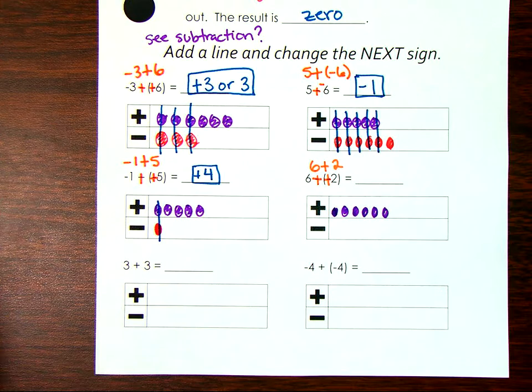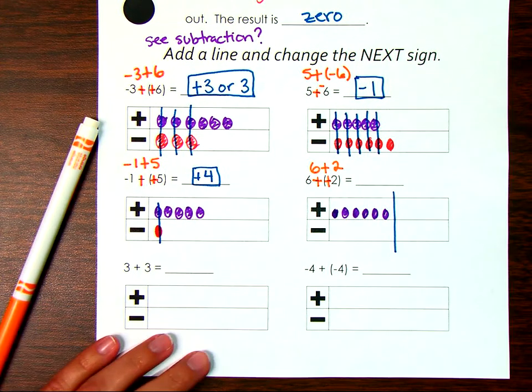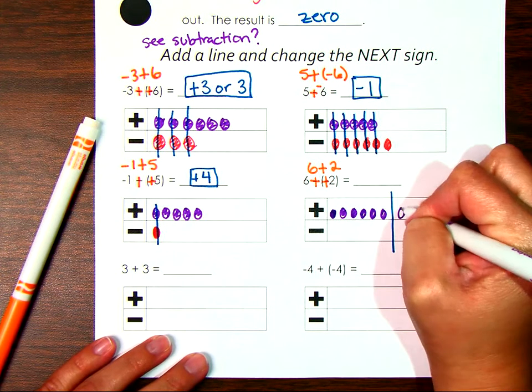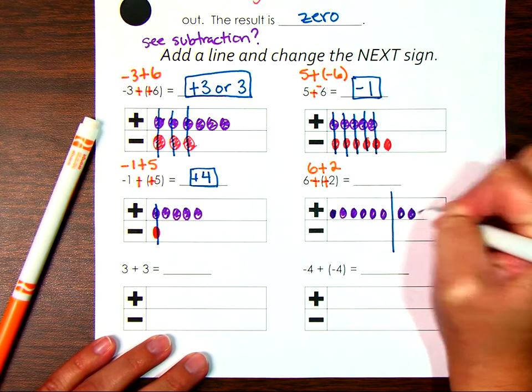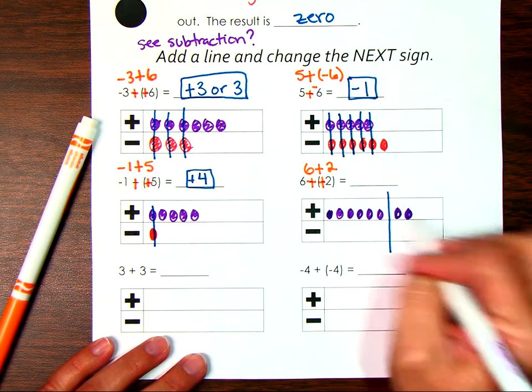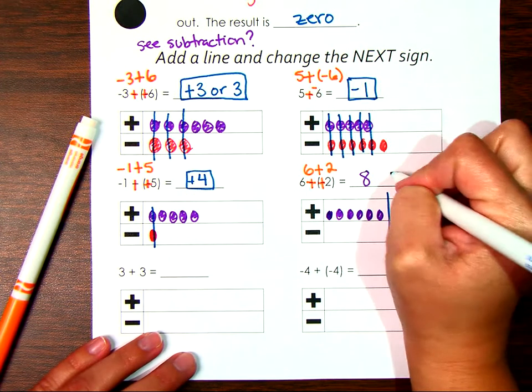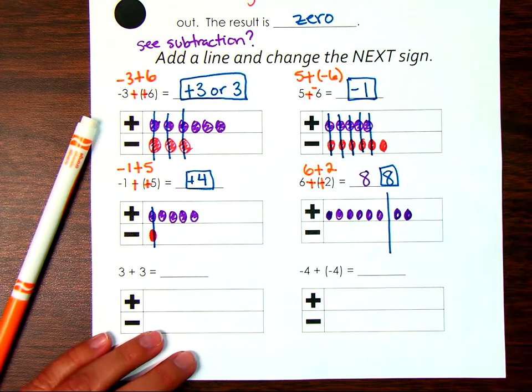And so how we're going to do that is I'm just going to draw a line to separate that and say now I have 2 more positives. There are no 0 pairs on this one because these were all positive. So this answer is going to be 8. Let me use my blue color because I was using that for my answers.